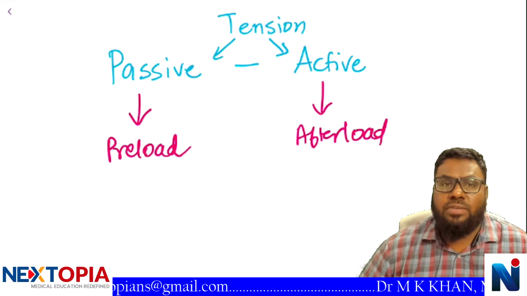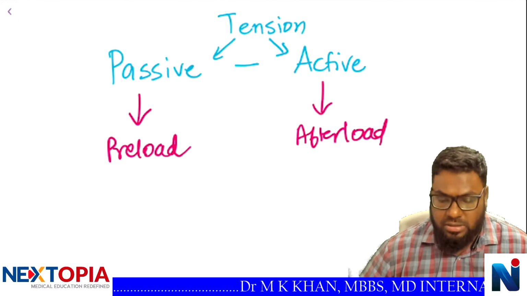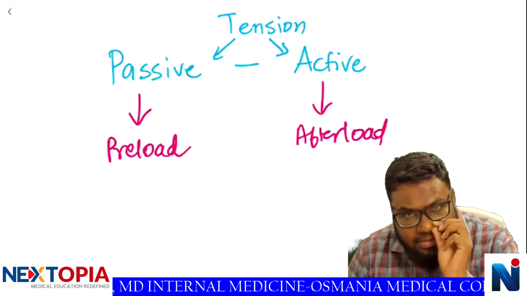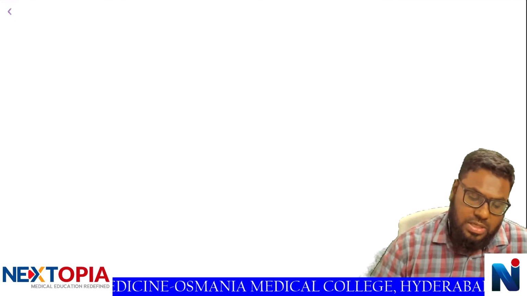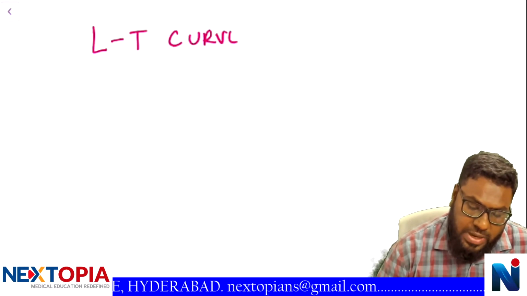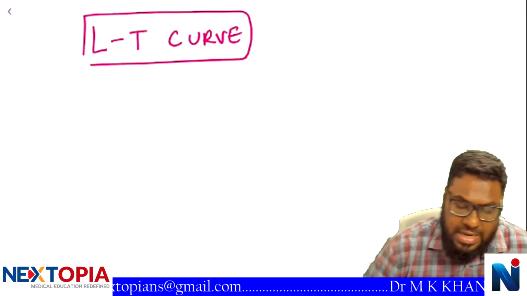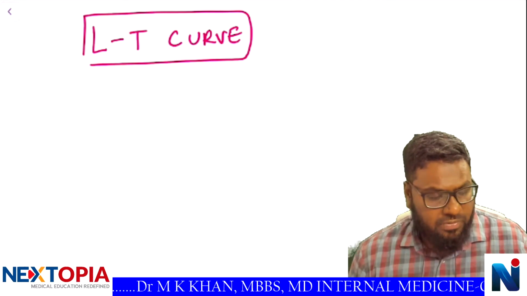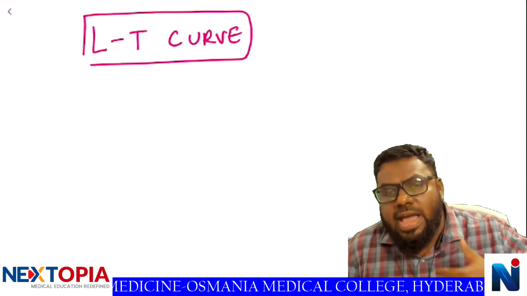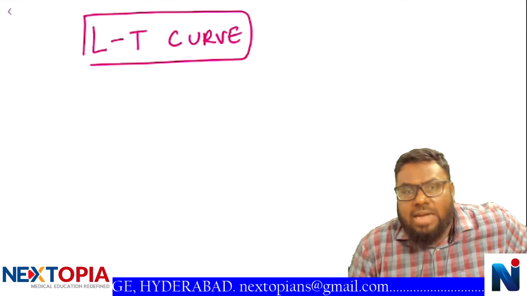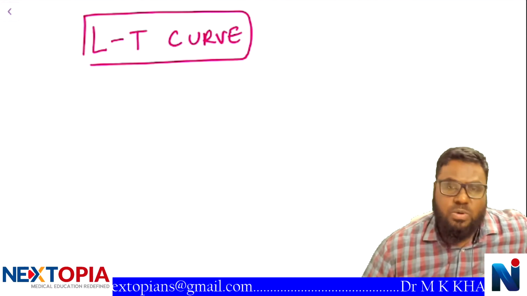Now we'll have to understand an important graph which comes in USMLE based exams. This is the length tension curve, we call it. This you can apply in any skeletal muscle in our body, and thus we may come to a conclusion whether it's a passive tension curve or an active tension curve that is occurring. Please remember, passive tension means preload, active tension means afterload. I already told you this part, right?